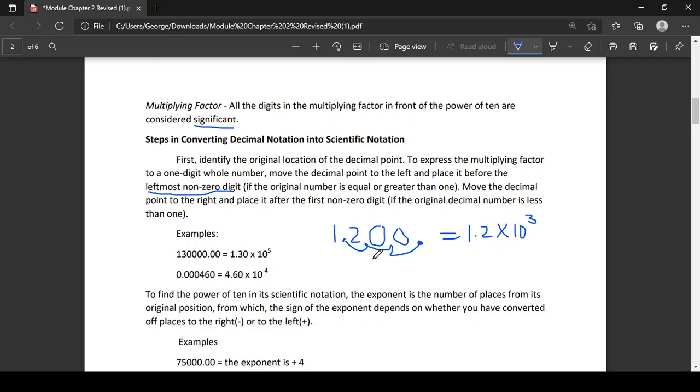What is the leftmost non-zero digit, kids? The 1. Therefore, that is our final answer. You stopped because it is the leftmost non-zero digit. 1.2 times 10 raised to the power of 3. That's why we have three there.